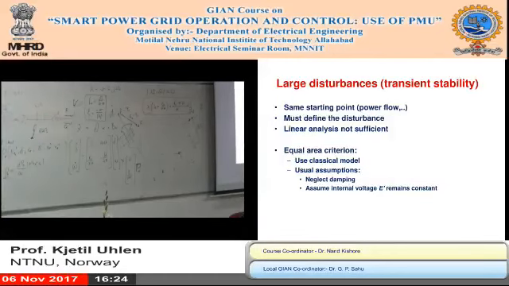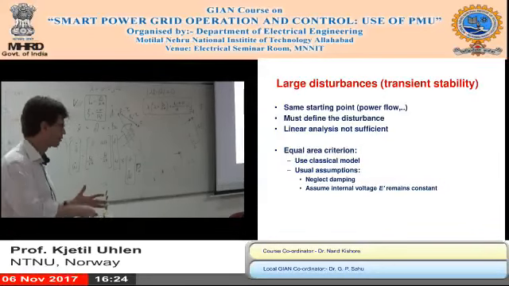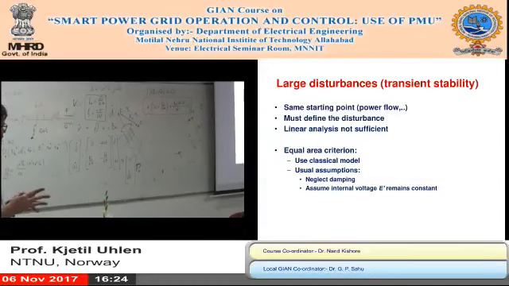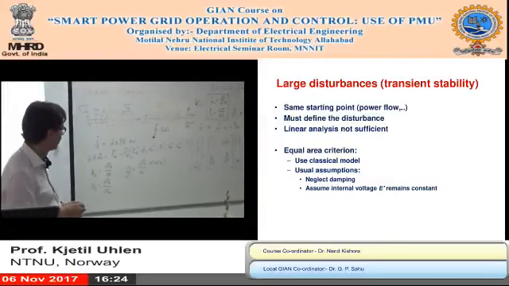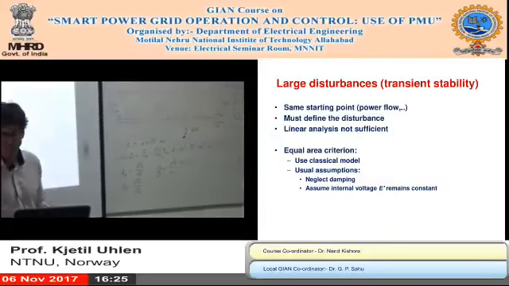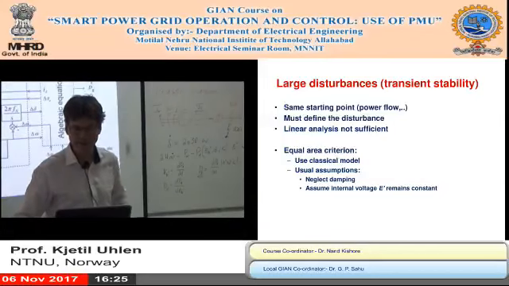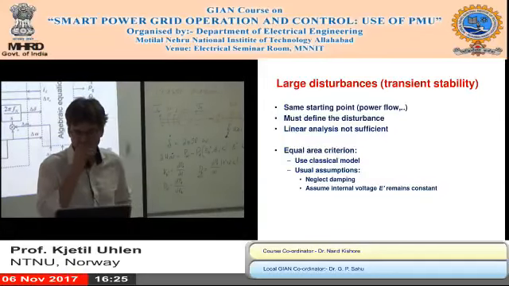When you use the equal area criterion, you do some simplification again. For example, that you neglect the damping. Maybe that's not so critical because during the first swing, the damping is not that important. And you must essentially assume that the magnetization of the machine, the internal voltage, remains constant. If you do that, one can make an assessment, but you need to stick to the nonlinear model.